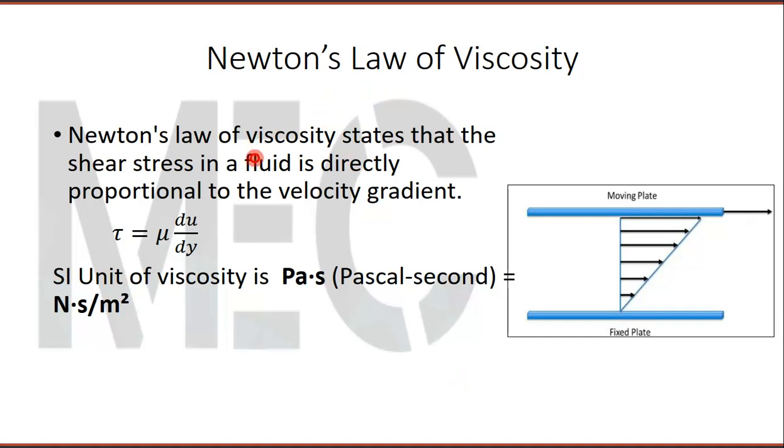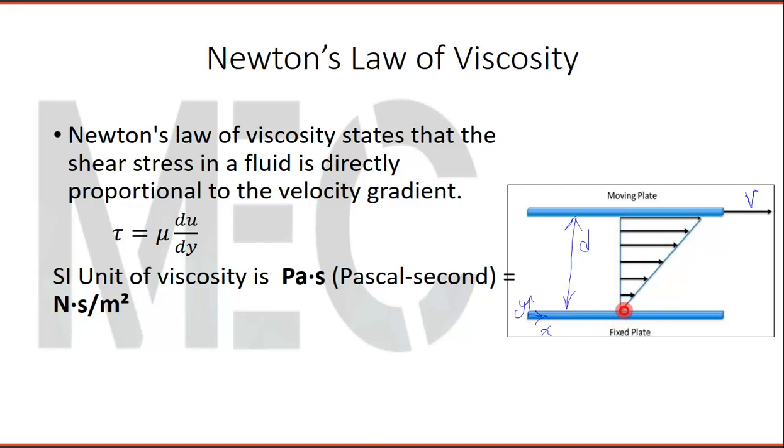Newton's law of viscosity states that the shear stress in a fluid is directly proportional to the velocity gradient. So what is a velocity gradient first? This is a fixed plate. This is a moving plate. Consider that the upper plate is moving at a velocity of v, and the distance between these two plates is d. Let's take this direction as x and this direction as y.